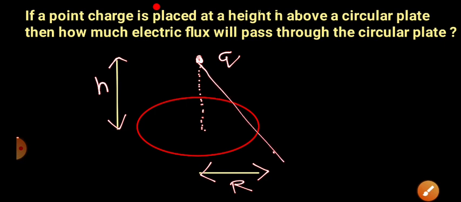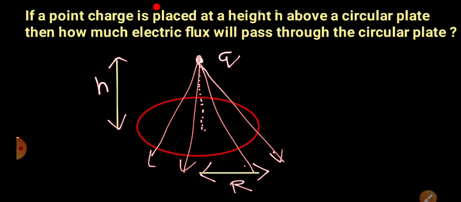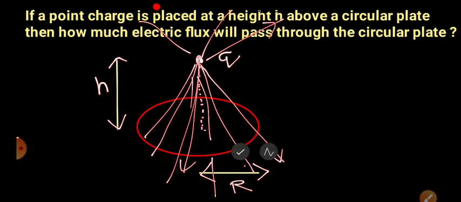What will happen? The lines of force will start like this. Lines of force will go, lines of force will go. They penetrate through this circular plate. The lines of force will go like this also, but we are talking about those lines of force that will penetrate through the plate like this. So how much total flux will pass through this surface, that you need to calculate.